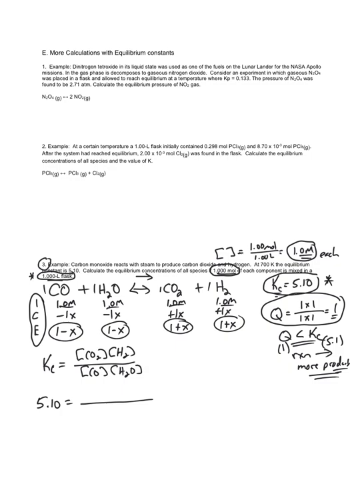Since the Kc is an equilibrium, I need to plug in the concentrations at equilibrium. So the concentration of CO2 is 1 plus X, 1 plus X, over 1 minus X, and 1 minus X. So now the question becomes, how can we solve this?